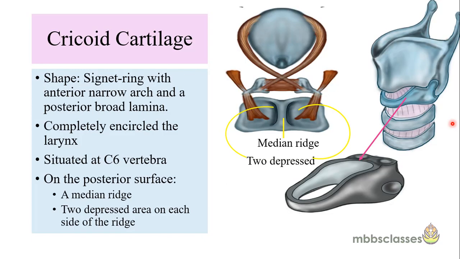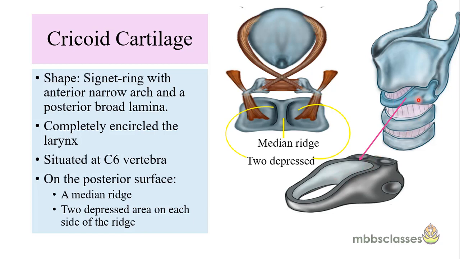Now coming to the cricoid cartilage. The cricoid cartilage is in signet ring shape with an anterior narrow arch and a posterior broad lamina. So this is the cricoid cartilage. We can see here this part is the anterior part and this one is the posterior part. The anterior part is narrow and the posterior part is broad and forms the lamina. It completely encircles the larynx and it forms the base of the larynx.